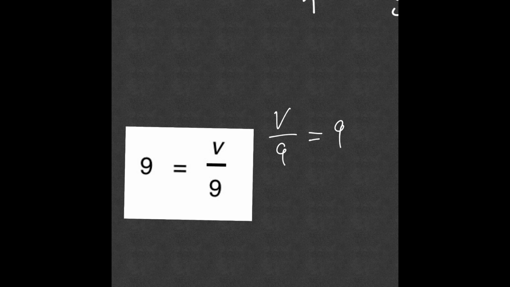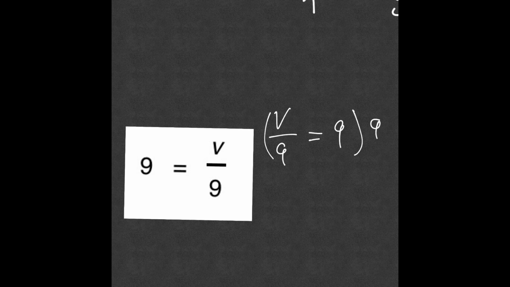And how do we find that? Well, if I have v over 9 and that's equal to 9, there's a couple of ways you can do this. I'll show you the way that I would do this initially. The way I would solve for this initially would be to multiply by 9 on both sides. This is just my initial way of doing it.